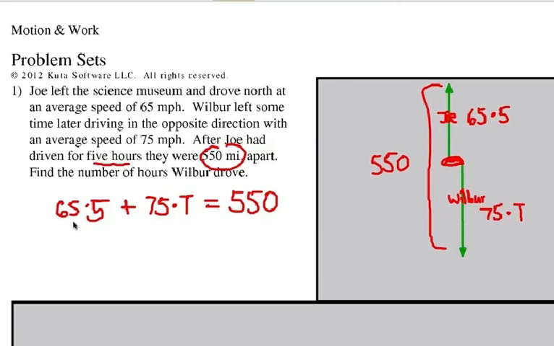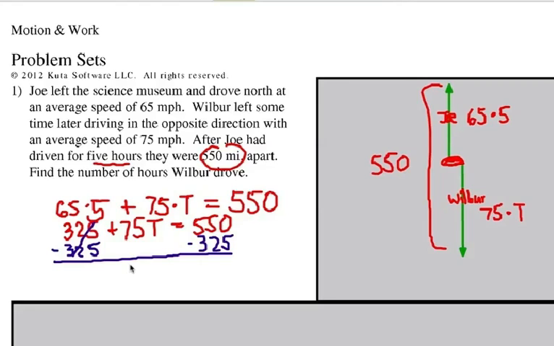Here we go, we're going to solve for t. 65 times 5 is 325 plus 75t equals 550. Subtract 325 from each side, and now it's 75t equals, excuse me, 225. Last step will be to divide each side by 75, and that will give us 3 hours.